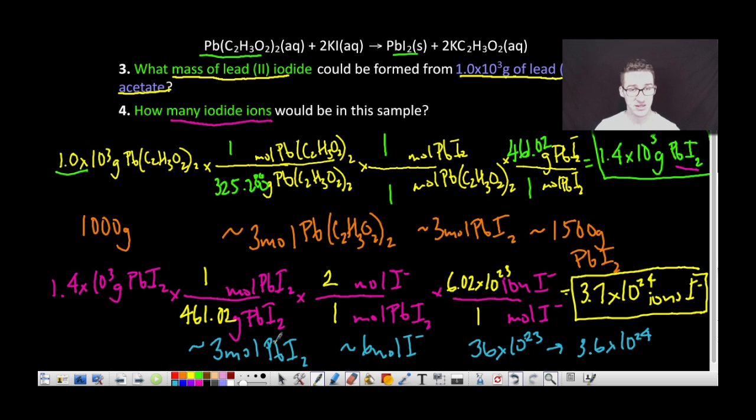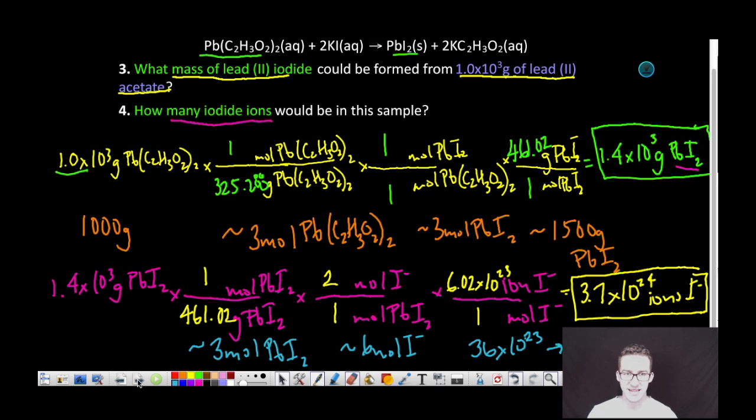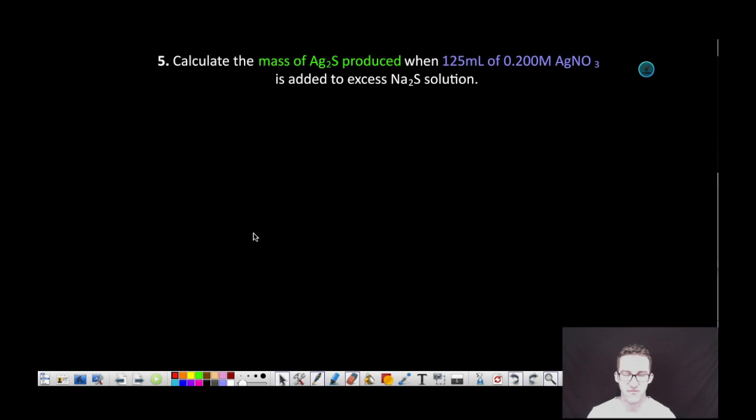Again, I can't emphasize enough, it's really important that you're able to estimate these values so you can do it on the multiple choice section of your test in which you're not provided a calculator. Woo! All right, people, we are getting close. Let's take a quick look at question number 5 here.